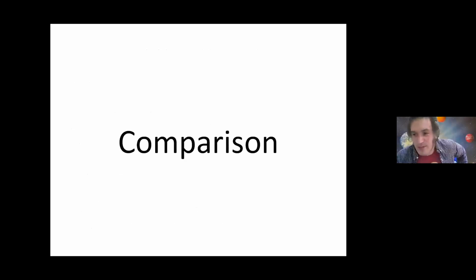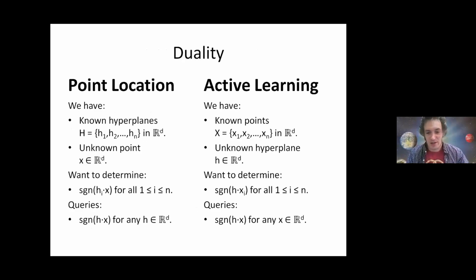We've talked about point location and active learning. Why are these in the same talk? Well, there's actually a duality between these. These problems are formally equivalent to each other. If you just take every h and replace it with an x, and take every x and replace it with an h, you find out that these two problems, as I've specified them, are really the same problem. The only real difference here is how we're thinking about them.